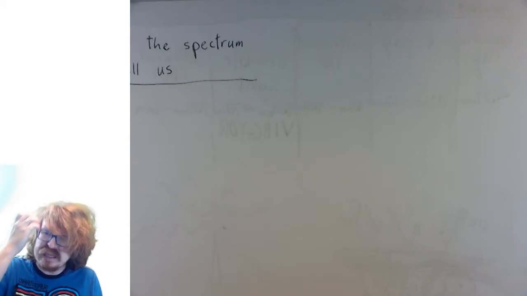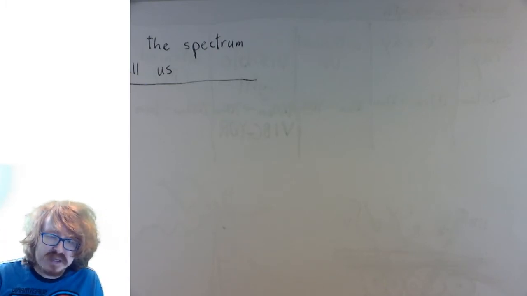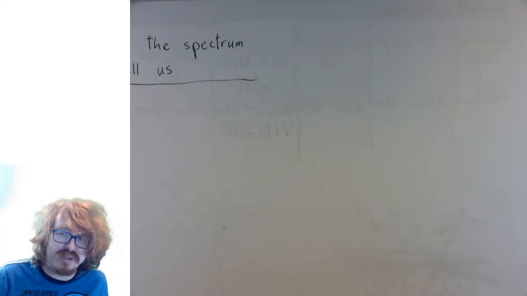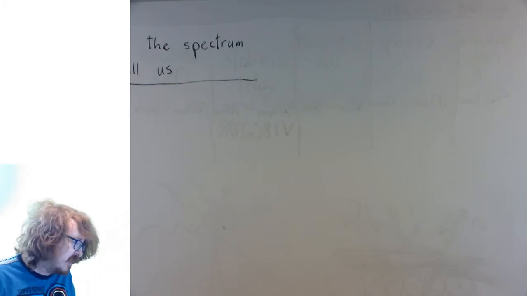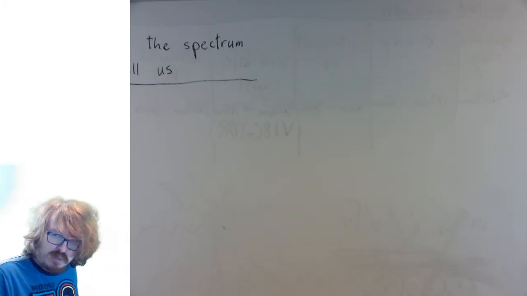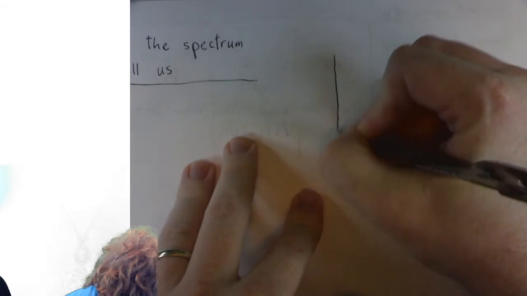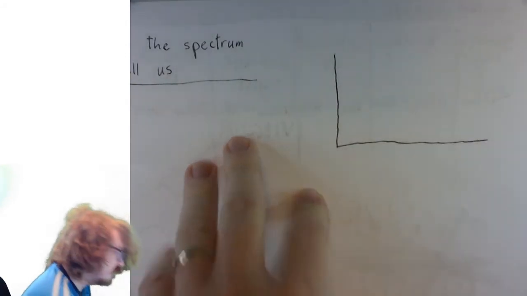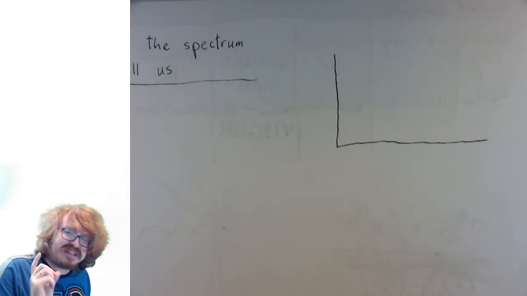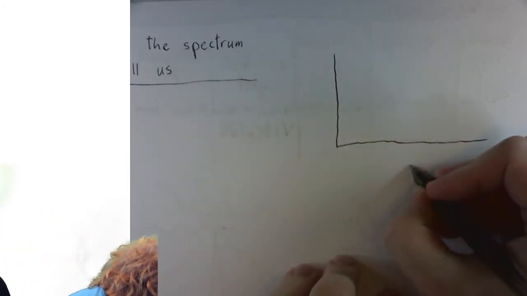And that might be kind of vague. So let me show you one of the ways that you can show the spectrum of an object. The most commonly used way is a graph. Let's draw a really quick graph. Just a normal old graph. And on this graph, on the x-axis, we have this.